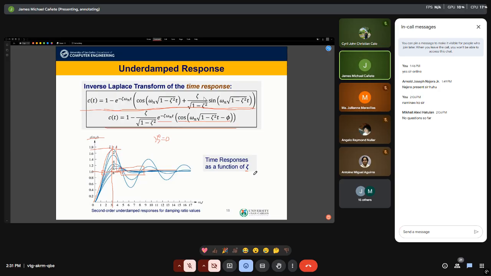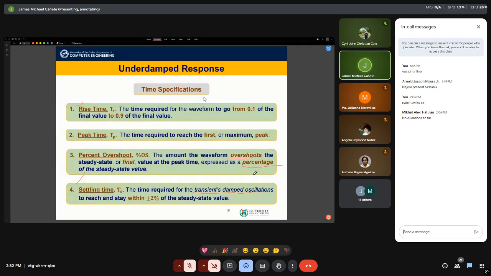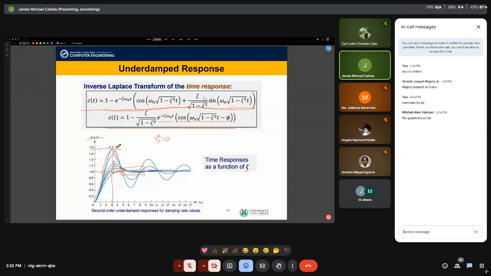Aside from that, there are 4 time specifications that we can use to further characterize or describe the second order system that we're looking at. So rise time, familiar from first order systems, as well as settling time. The settling time definition is actually more understandable in second order systems. But let's go over 2 and 3 first. So 2 is peak time. We see that it oscillates. Peak time is just the amount of time it takes for the output to reach that first peak.